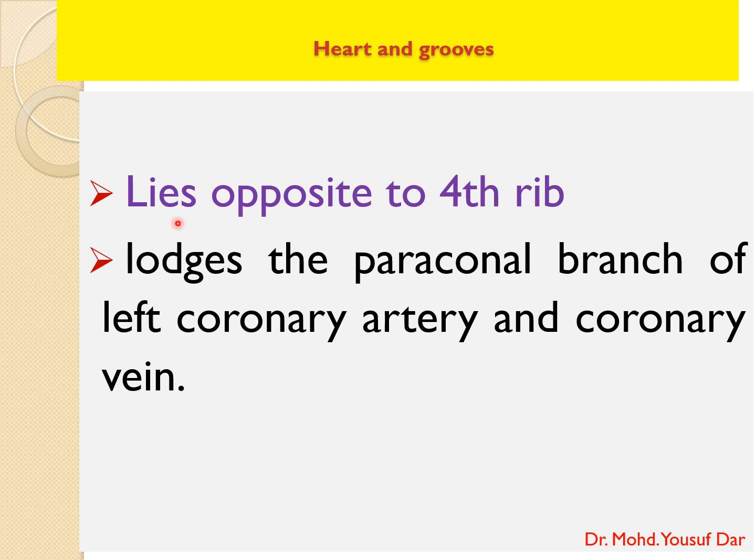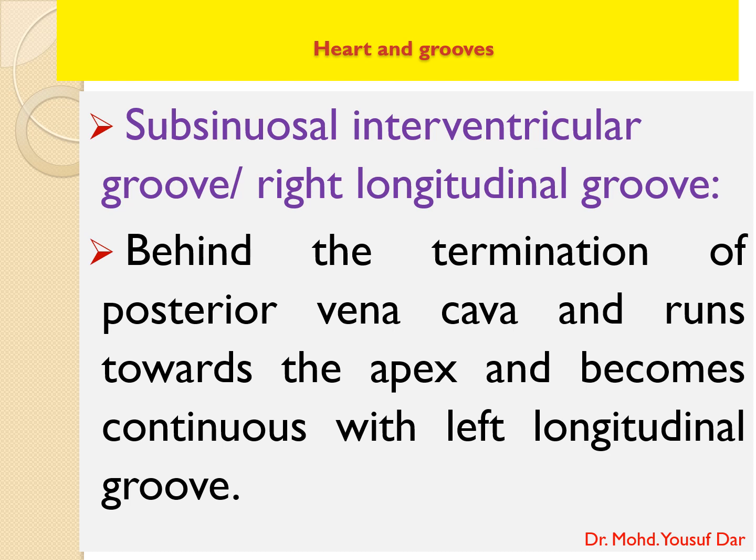This left longitudinal groove lies opposite to the fourth rib and it lodges the paraconal branch of the left coronary artery and coronary vein. Now coming to the next type of the longitudinal groove, that is the subsinusal interventricular groove or right longitudinal groove. This groove also begins from the coronary groove just behind the termination of the posterior vena cava, and it runs towards the apex and becomes continuous with the left longitudinal groove.